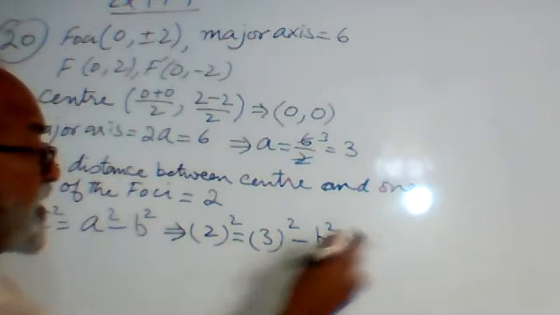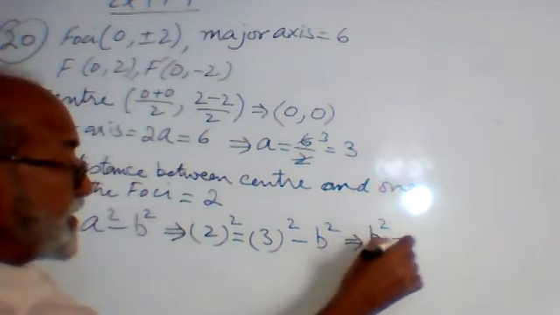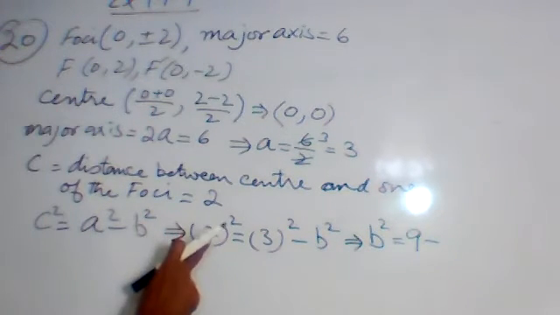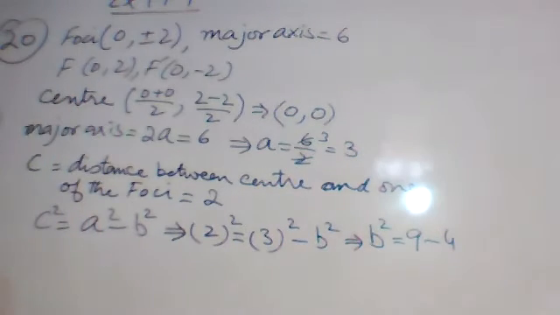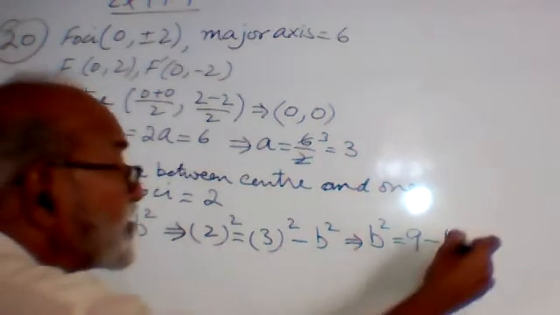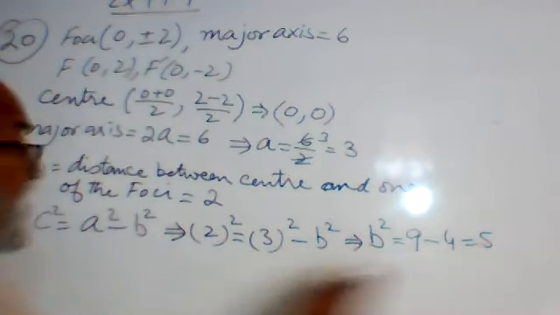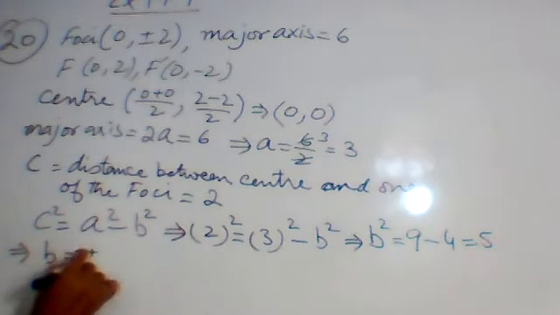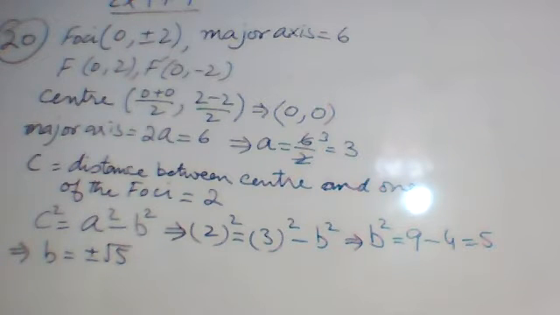It will become minus b square shifted on that side, equal to 3 square which is 9, minus 2 square which is 4. It will be shifted on the other side. It is 5. So b square is equal to 5. So b will become plus minus root 5.